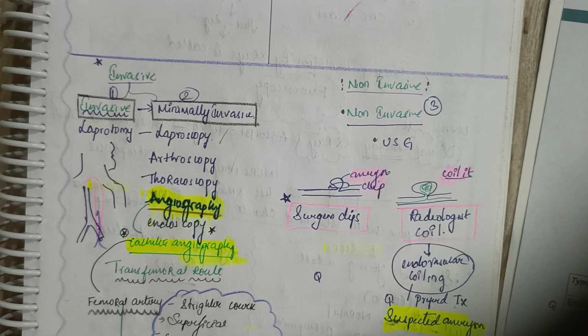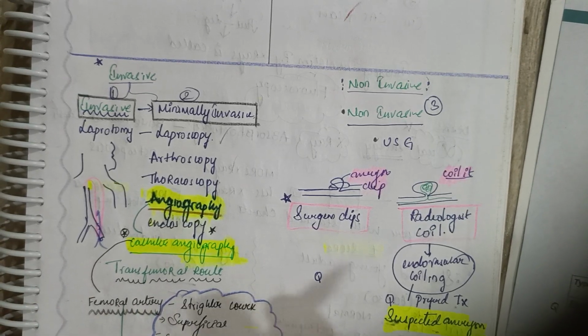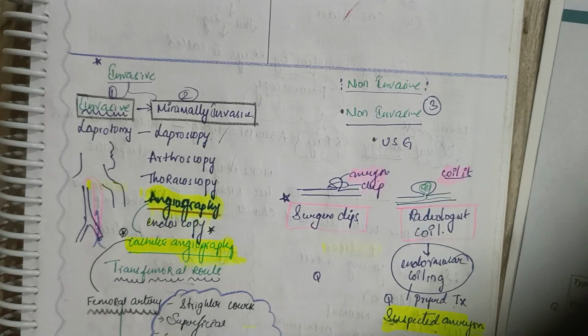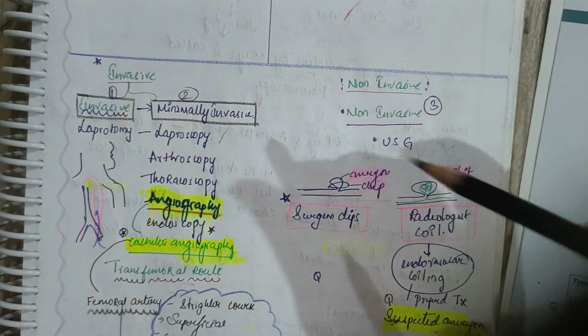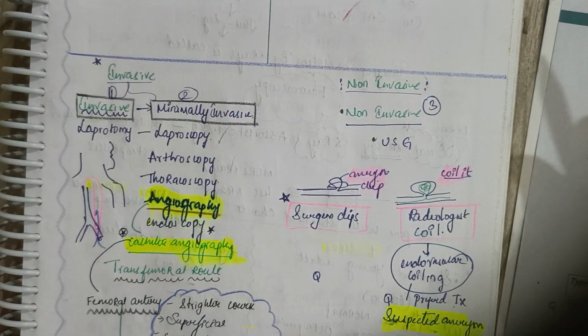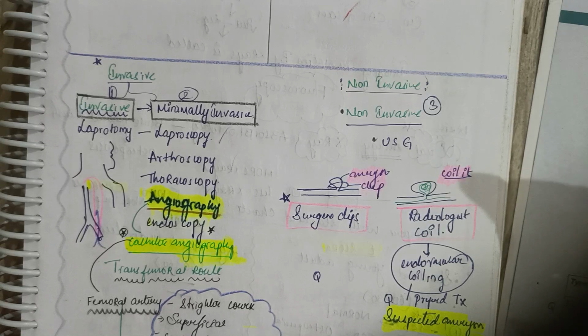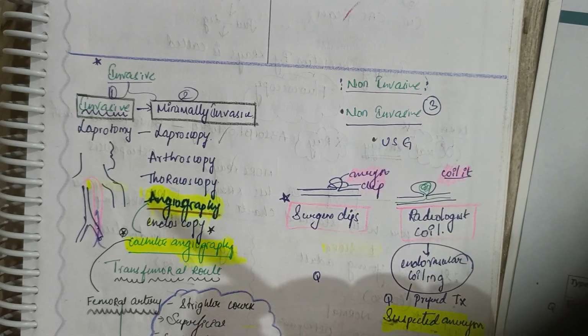Now if you look into the laparotomy, you are opening the abdomen and doing a procedure, and that is invasive. Here a slight cut is made at the abdomen, in laparoscopy, or in arthroscopy, thoracoscopy. But the point you need to understand is angiography.